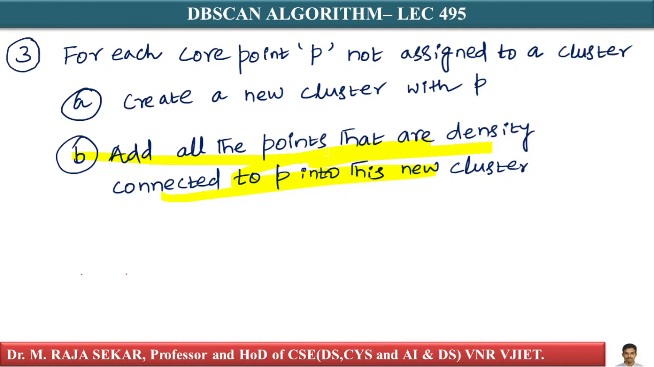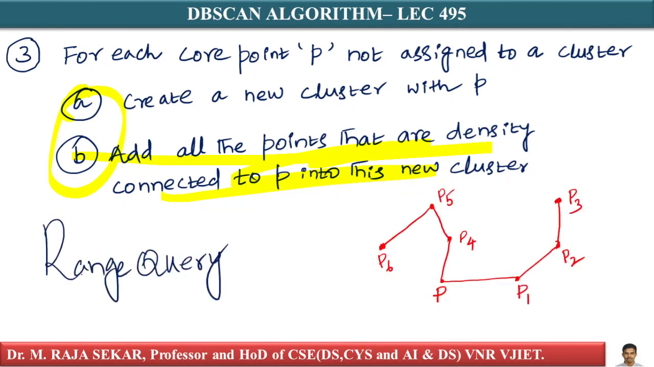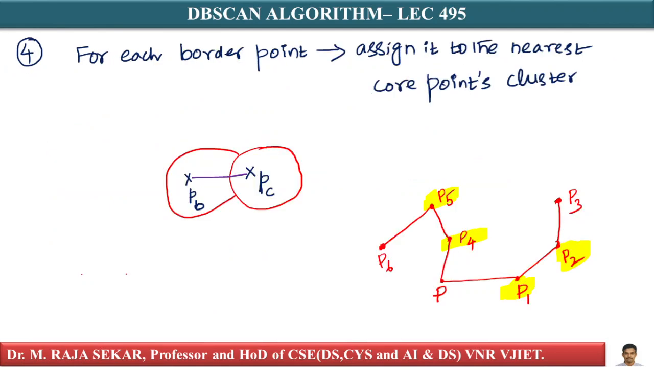Then this is a loop. What is this? 3a, 3b is a loop. When this loop 3a, 3b terminates, each core point is assigned to at least one cluster. For border points, what is the concept? We need step 4. We already discussed step 4. Just go to the previous slide. This is for border points, isn't it? They are assigned to the nearest core point's cluster.